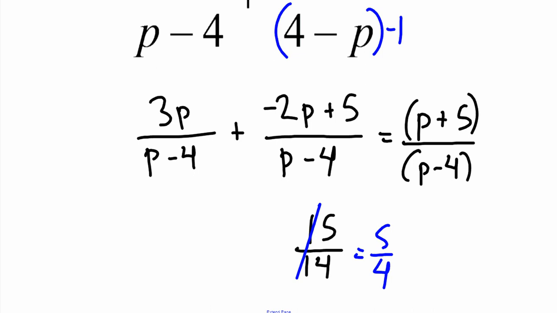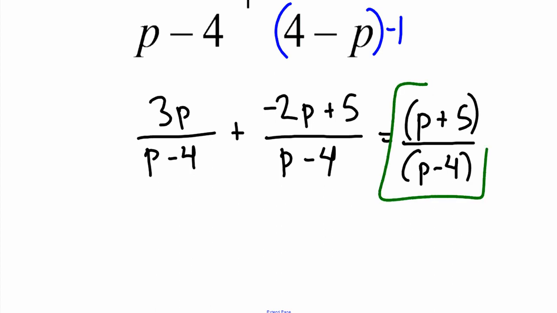No, that's not true. The 1 and the 5 are grouped together, just like the 1 and the 4. So these are p plus 5 and p minus 4. P plus 5 is one expression, p minus 4 is one expression. You can't go canceling those things out. So that is as simplified as that statement can get.